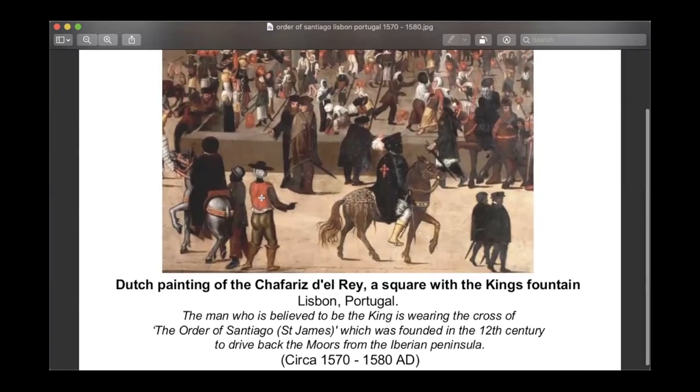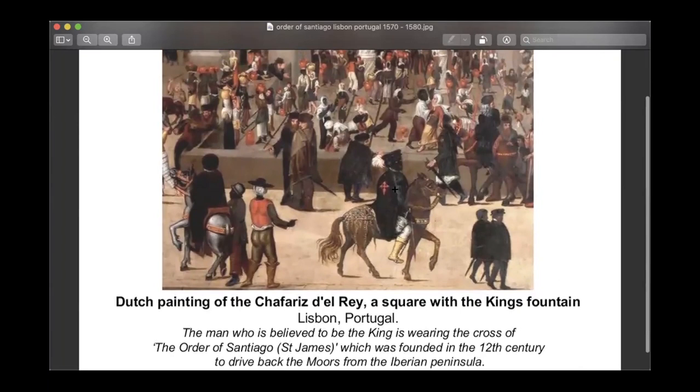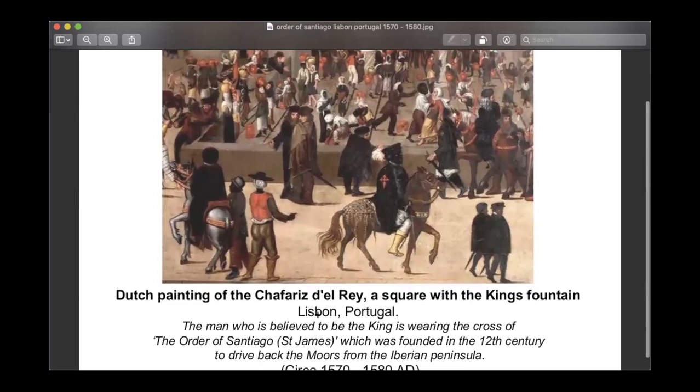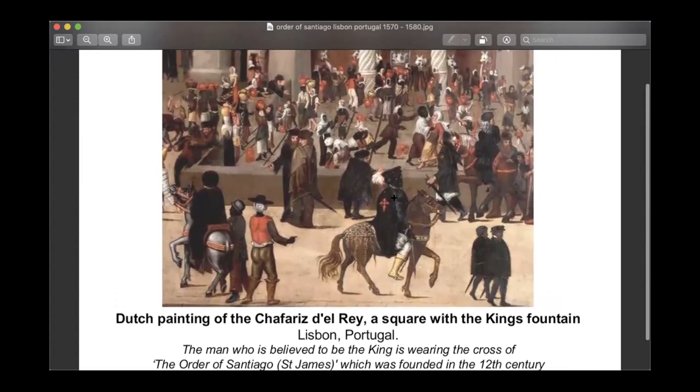All right, so you see that a Moor versus Moor war. That symbol he got on, he's a saint. He's from the Order of Santiago of St. James. These people were basically driving back the Moors. So this colored person was helping drive back the Moors. All right, a Moor versus Moor war. He's probably a Catholic, or represented the Catholic monarchy.